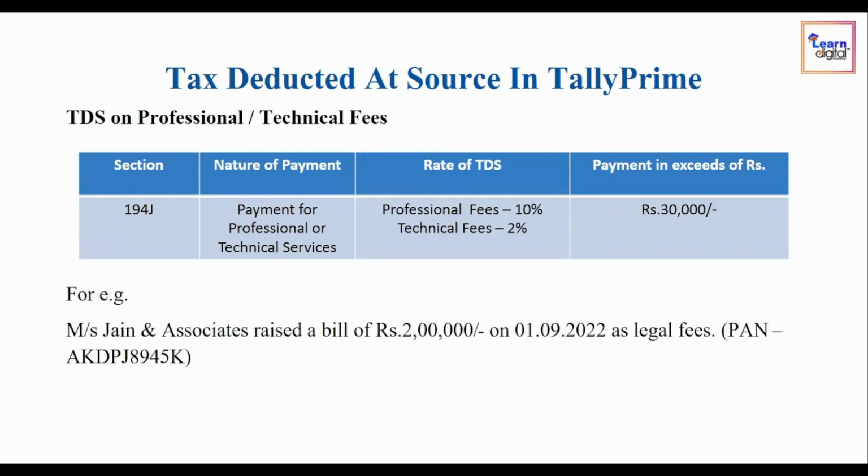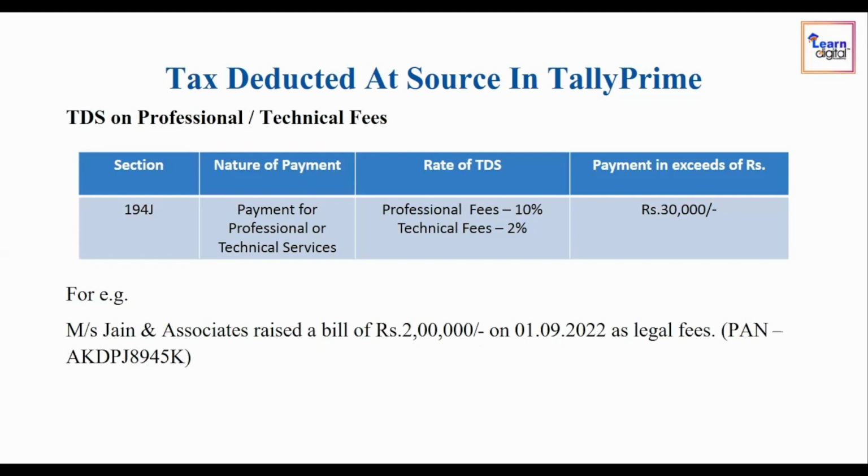Now we will solve one example based on this section. Messrs. Jain and Associate raised a bill of rupees 2 lakh on 1st of November as legal fees. PAN number is given. So it is the PAN number of Messrs. Jain and Associate. So Jain and Associate raised a bill of rupees 2 lakh to us. Okay. So we will start solving this in TallyPrime.